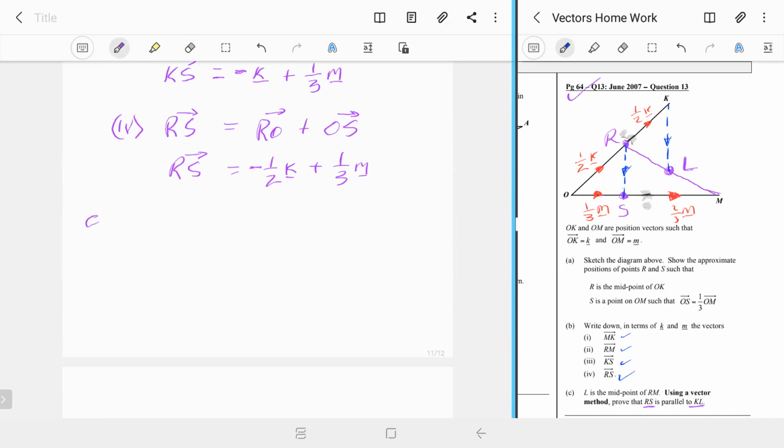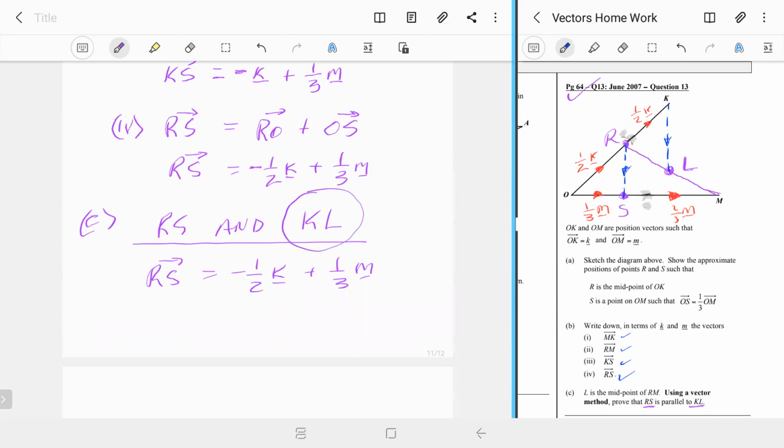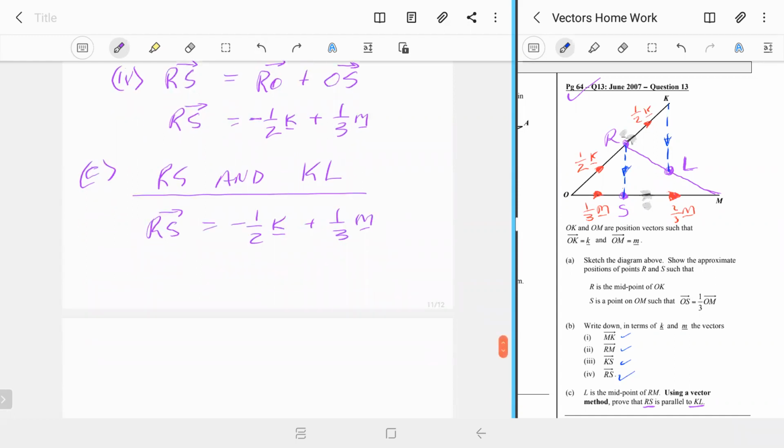Part C. So we're comparing RS and KL. I can write down RS from now; we know it already. It is minus half K plus a third M. That is what RS is. I need to find KL. Let's do it down here. Talk to me now. KL. Look at the diagram and tell me how we go from K to L.